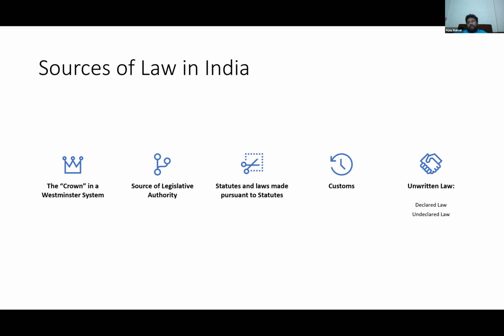And this is very important because merely the declaration of law does not mean that the law exists from that date. The law would have existed before the time of declaration. So you cannot say now the position of law has changed. No, that law was always there. Now the position has been declared.